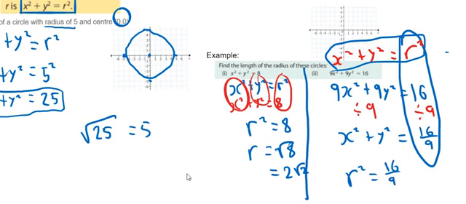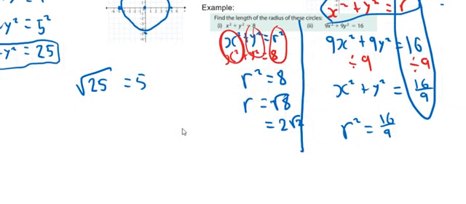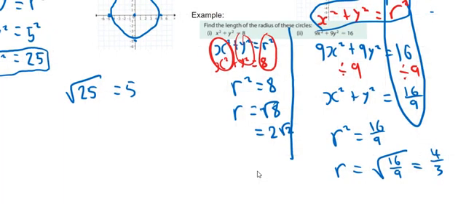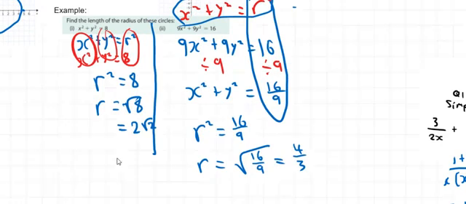So if r squared equals 16 over 9, we do the same thing again. r equals the square root of 16 over 9. If you put that into your calculator, or you can work it out, the square root of 16 is 4, and the square root of 9 is 3. So 4 over 3, or you might get 1.3 recurring if you put it into your calculator.